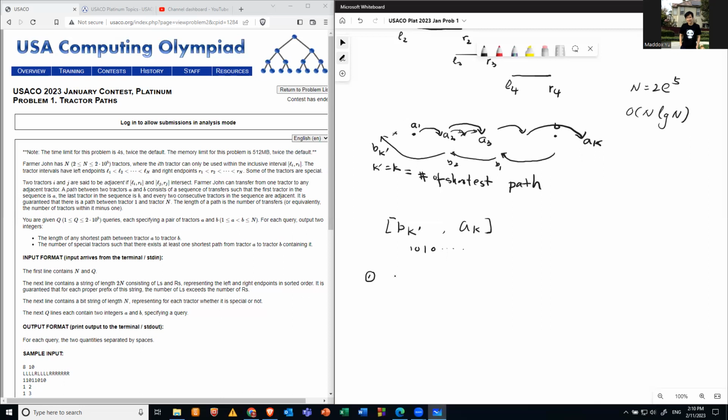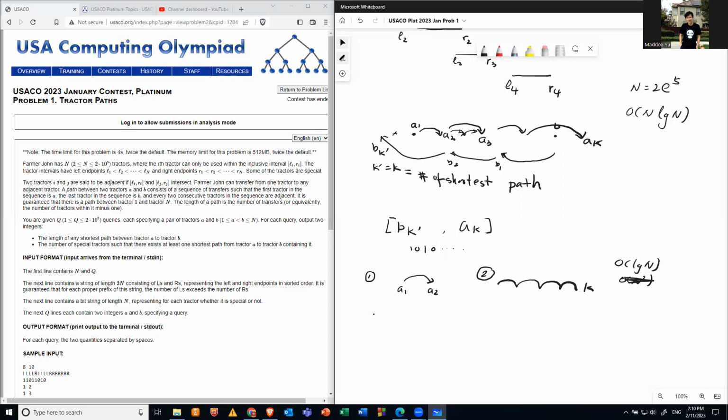The first problem we need to solve is how to figure out, starting from A1, what is the furthest tractor I can reach. That's one problem I need to solve. The second problem is how many jumps, what is this K? Obviously, I cannot count one by one. If I count one by one for each of the N tractors, that's going to be O(N squared). So this one has to be log N.